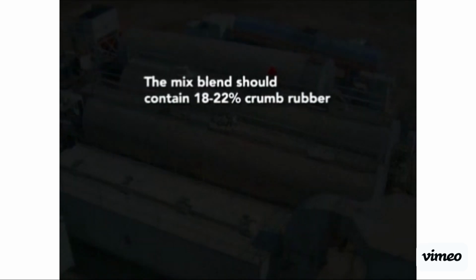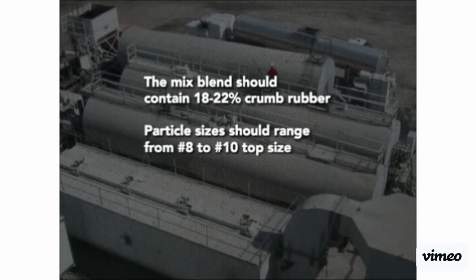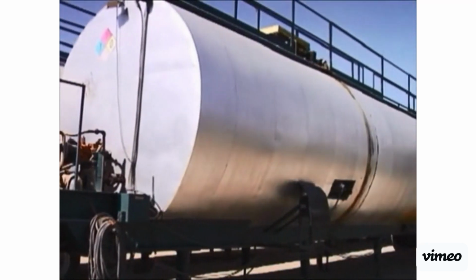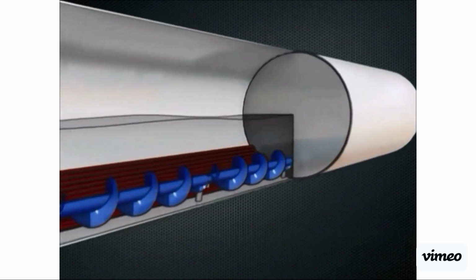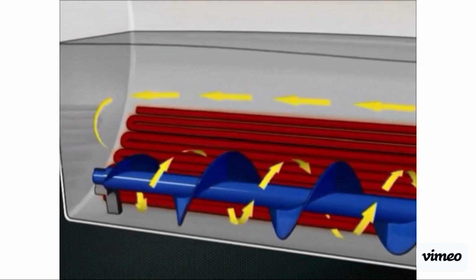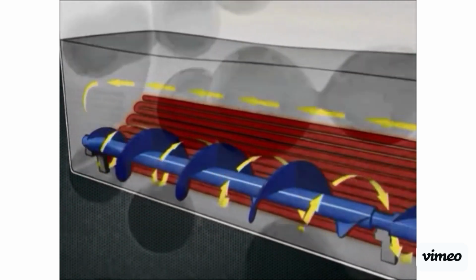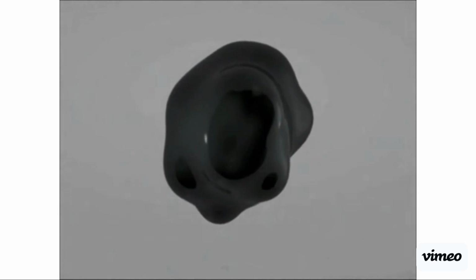The blended mix typically contains 18 to 22% crumb rubber, with particle sizes ranging from number 8 to number 10 top size, and can include extender oils and other additives, such as anti-strip agents. The reaction vessel is a tank that contains motor-driven agitators that keep the rubber particles dispersed in the hot asphalt. This allows the RAC to interact for a designated period, typically 45 to 60 minutes, with continuous mechanical agitation. The CRM particles swell and exchange oils with the asphalt cement.